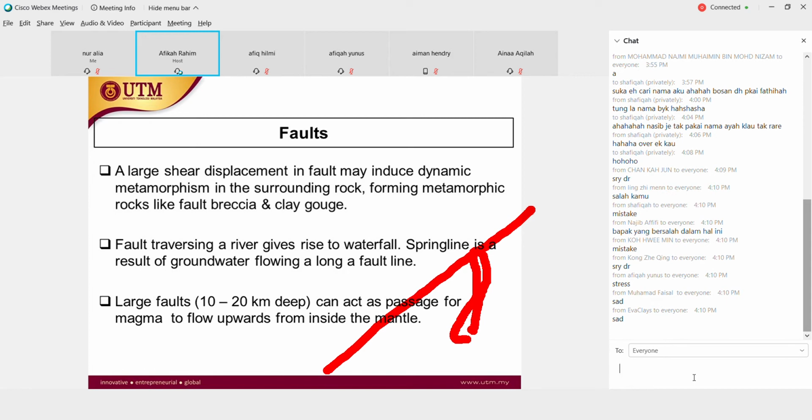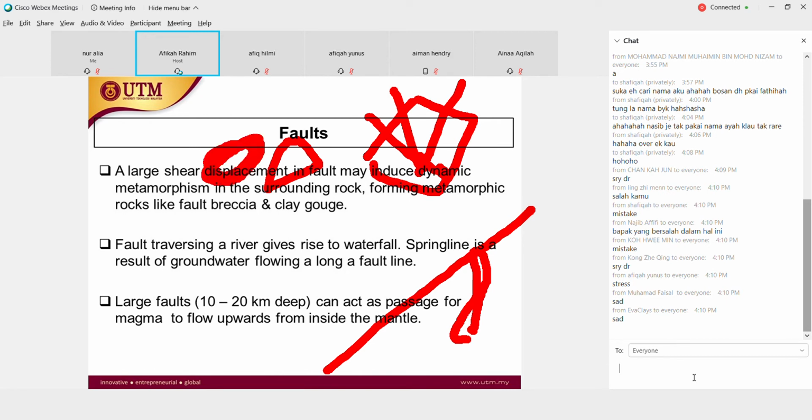A fault traversing a river gives rise to a waterfall. Whatever you've seen in a waterfall, I've explained earlier, right? It was actually a contact rock. It's just that there's a fault in between, so it breaks up the material to be smaller, and then time by time, because of the rain and the water of the waterfall, it changes the shape into round boulders. You see a very nice color and shape of pebbles and boulders at the waterfall. It's due to weathering and erosion, due to the water.